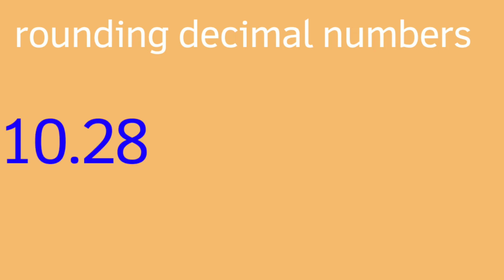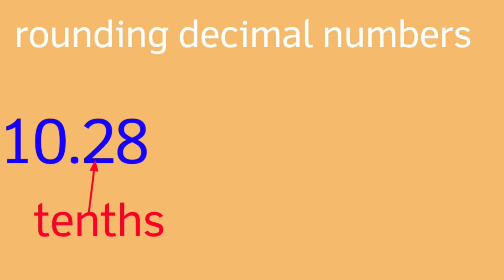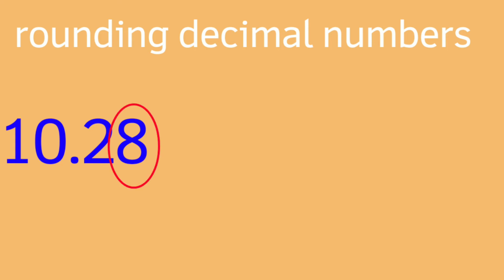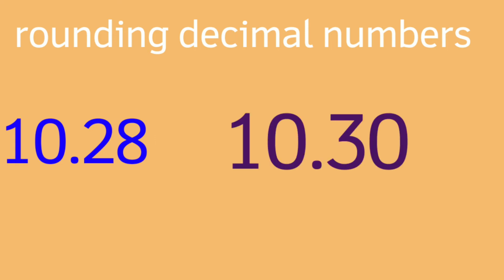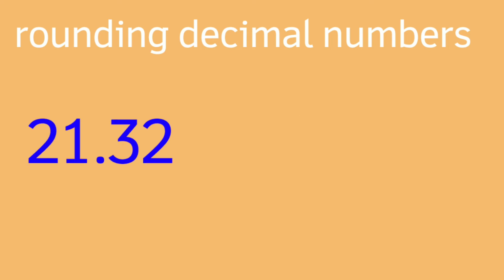Let's have an example. Round 10.28 to the nearest tenths. The number after the decimal point is 2, which is the tenths digit. The number to its right is 8, which is greater than 4. Rule number 1 applies here, so rounding off 10.28 to the nearest tenths is 10.3, the same as 10.30.